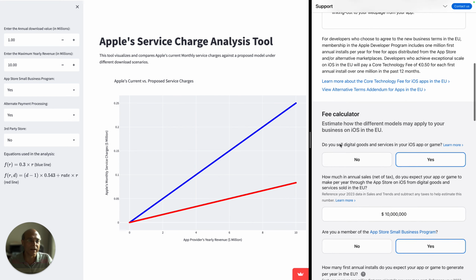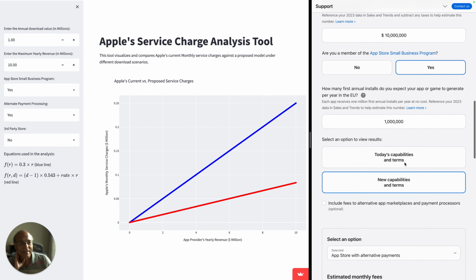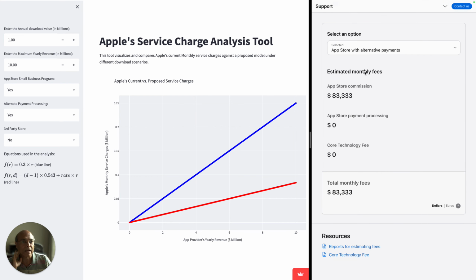So you will find that there is a fee calculator where you have to enter many things, and on the basis of which you get the estimated monthly fee. Rather than get confused with this, because there is no way to evaluate what the real impact is, I created this tool. So let me run this tool with you.